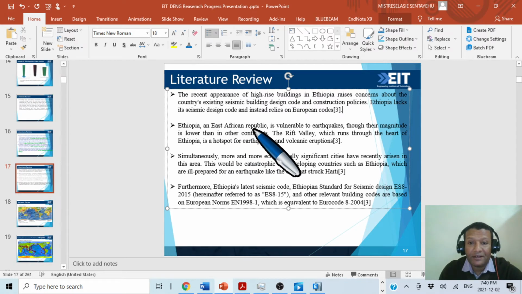Ethiopia and the East African Republic are vulnerable to earthquakes, though their magnitude is lower than other countries. The Rift Valley, which runs through the heart of Ethiopia, is a hot spot for earthquakes and volcanic eruptions. Simultaneously, more and more economically significant cities have recently arisen in this area. This would be catastrophic for developing countries such as Ethiopia, which are ill prepared for an earthquake like the one that struck it.